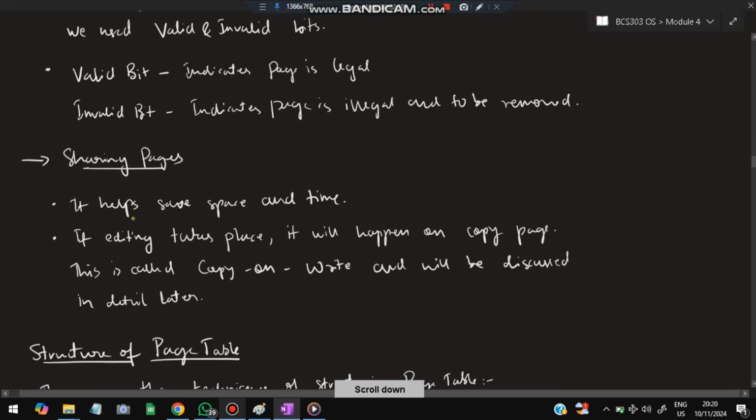Next we have sharing pages. What do you mean by sharing pages? Two or more processes are referring to the same data which is present here. That is called sharing pages. If editing takes place, it will happen on a copy of the page. Suppose I edited one of the data present here, the edit will not happen in the same page. A copy of it will be generated and the editing will happen on the copy. This is called copy on write and will be discussed in detail later.